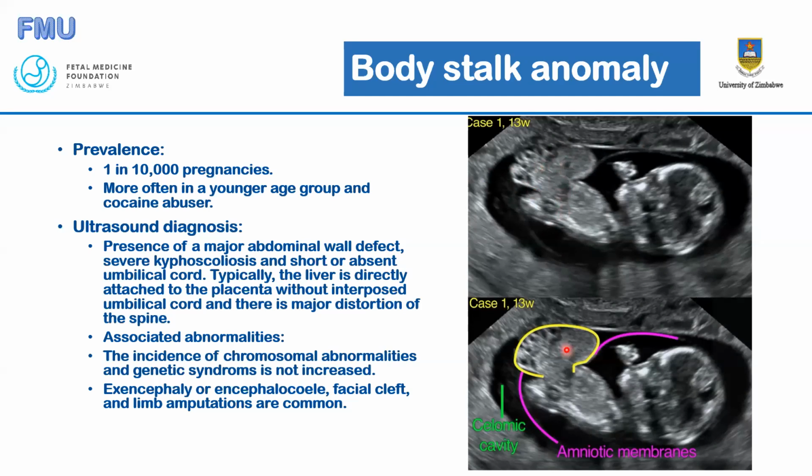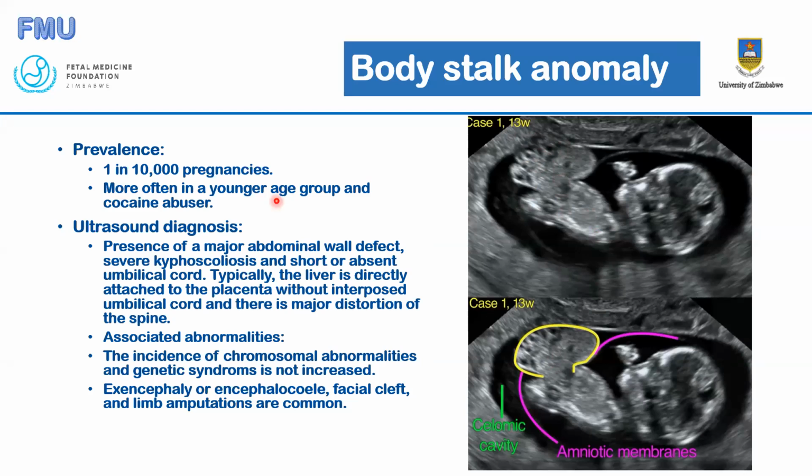So these babies, normally you may not see the umbilical cord, but what is happening is that the liver will be directly attached to the placenta here. That's how the baby will be fed. It's a very bad defect.